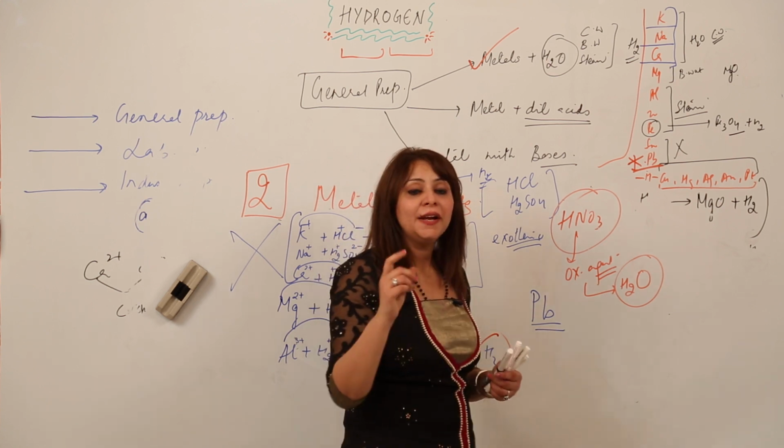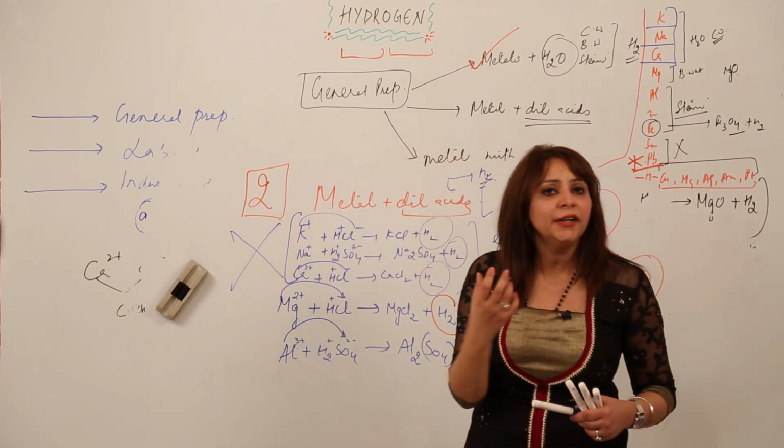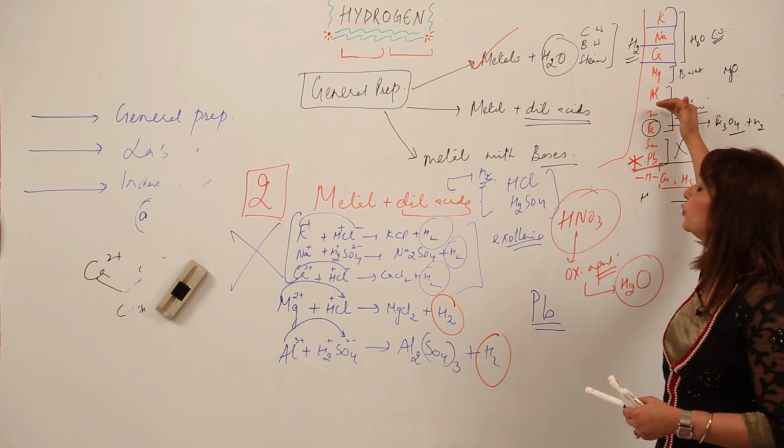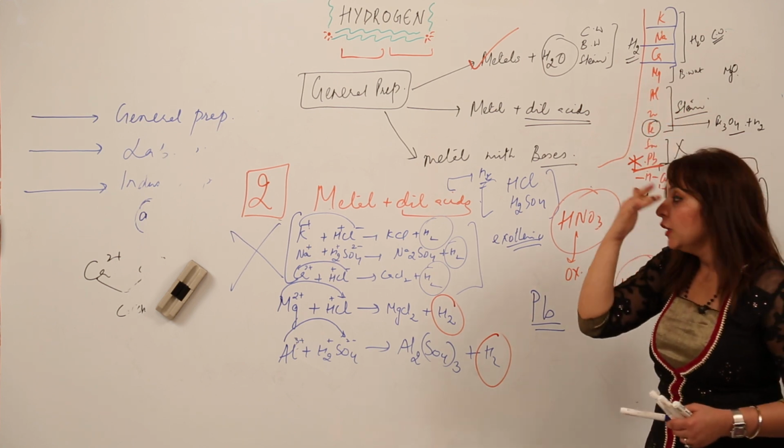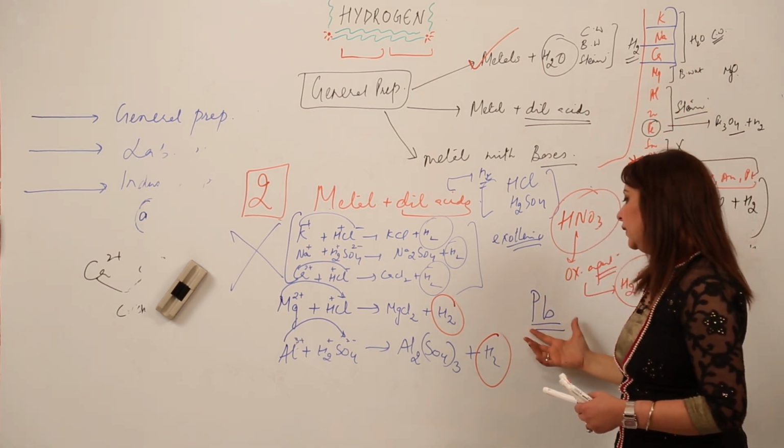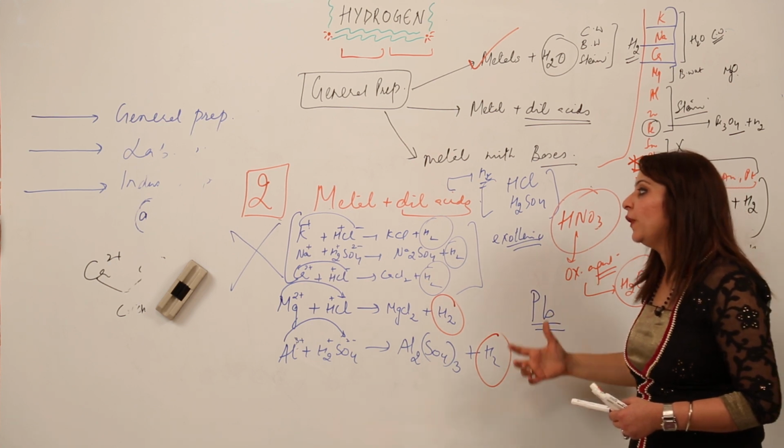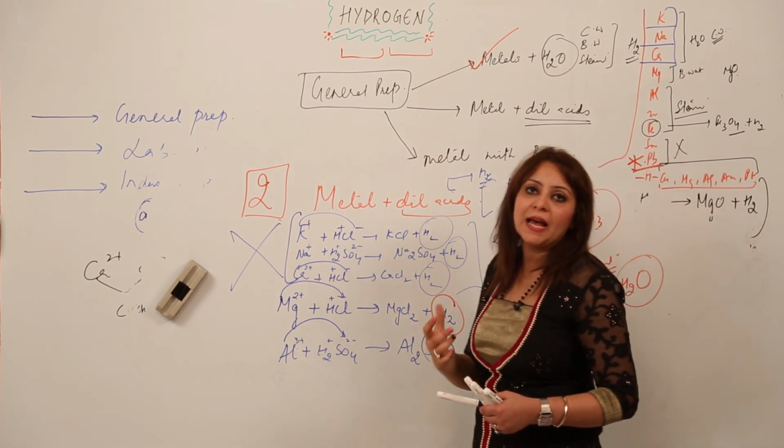Now the question must be arising in your mind that lead is not a reactive element. As we are moving down, reactivity is decreasing. So when we react lead with the acid, what happens? Why does it not react with an acid?